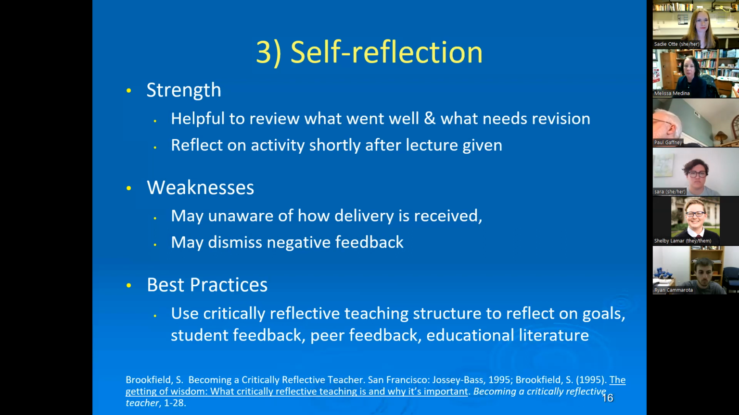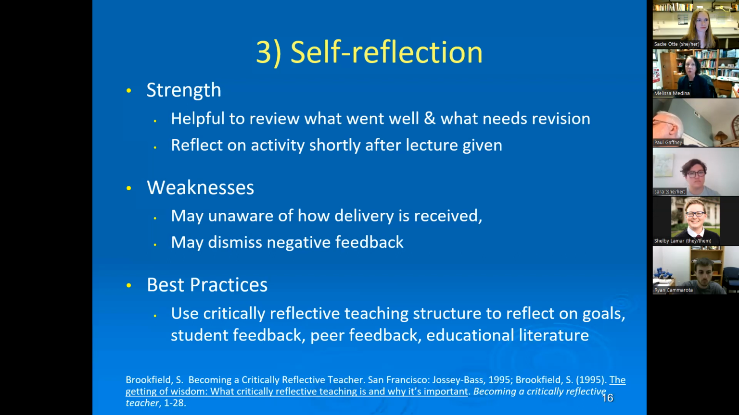So a best practice is to use a critically reflective teaching structure where you're going to self-reflect on what your goals for the course are, maybe what your teaching philosophy is, incorporating student feedback and peer feedback, as well as consulting the educational literature.